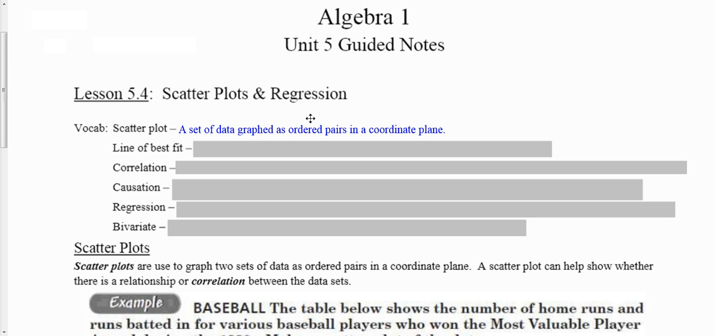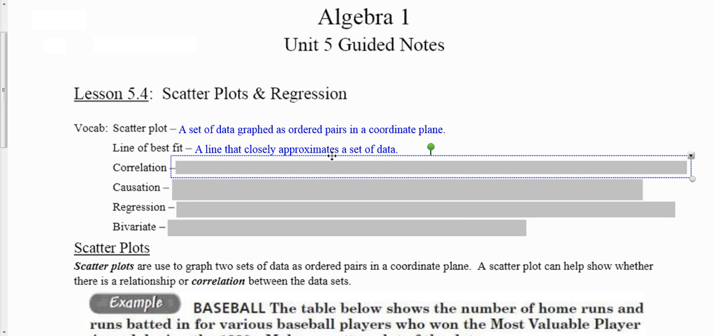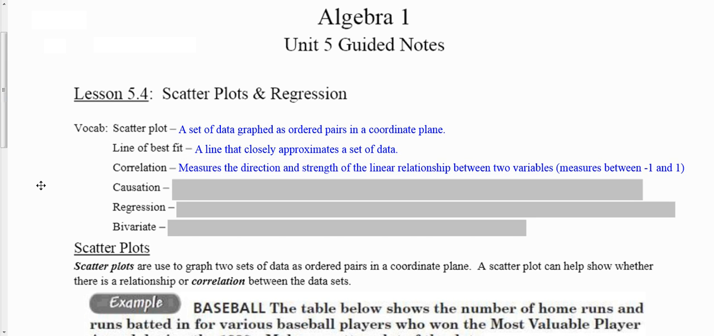So first off, a scatter plot is just a set of data graphed as ordered pairs in a coordinate plane. So as long as all of your data has two variables connected with it, you can plot it out on the graph. It'll just put a bunch of points out there showing all of your data, and that would be a scatter plot. A line of best fit would be a line that closely approximates the set of data. So again, with all the points all over the graph, a line that is as close to all of those dots as it possibly can be.